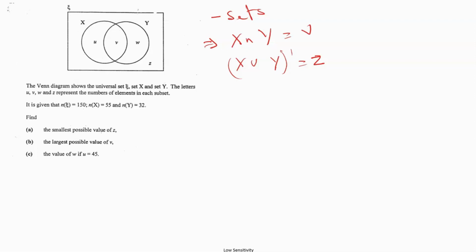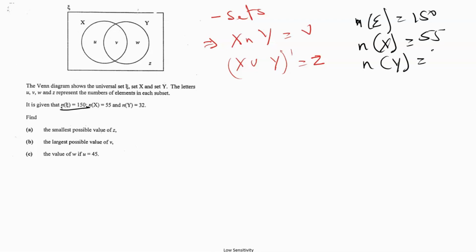Alright, so can we use this information? So we know the number of elements of the universal set is 150. So we know that n of the universal set equals 150. We also know that the number of elements in X equals 55, and the number of elements of Y equals 32. So we can use that information now. Alright, so let's answer the first question, which is, what is the smallest possible value of Z?